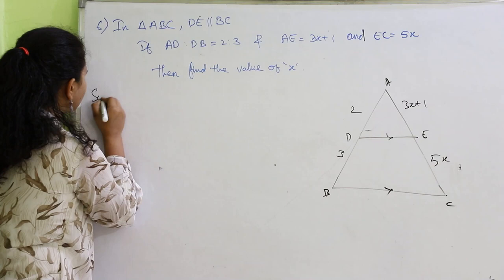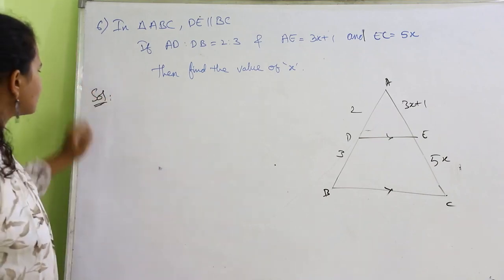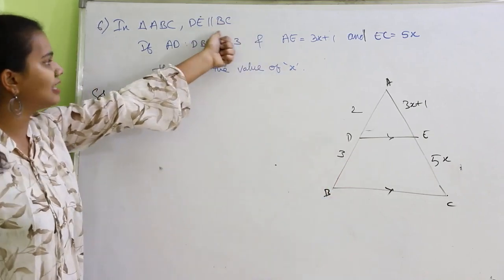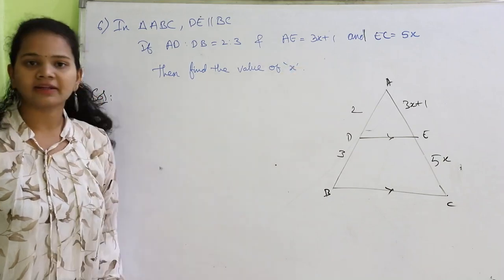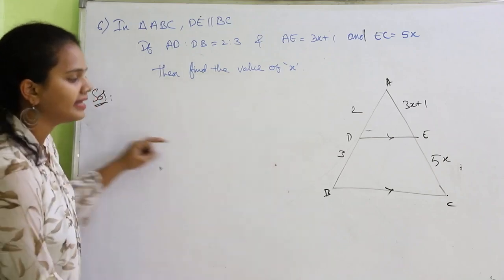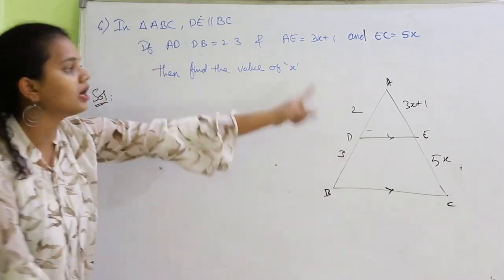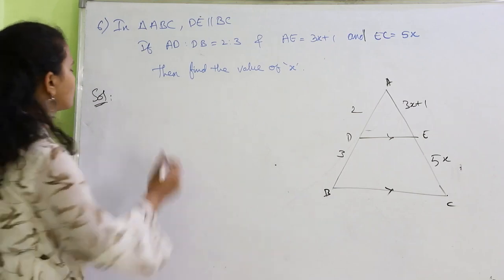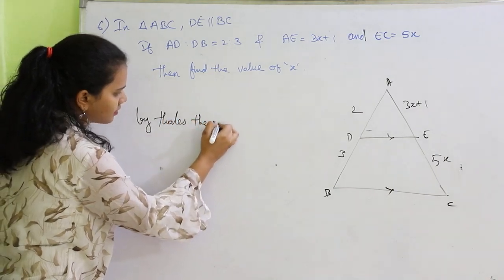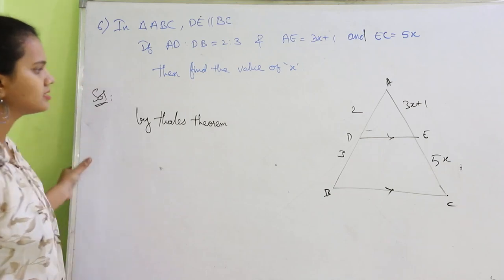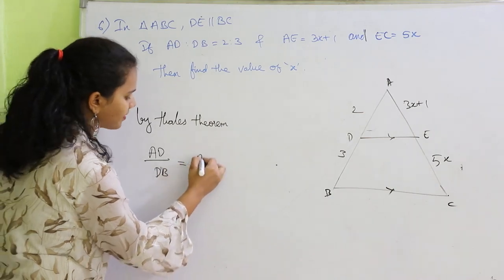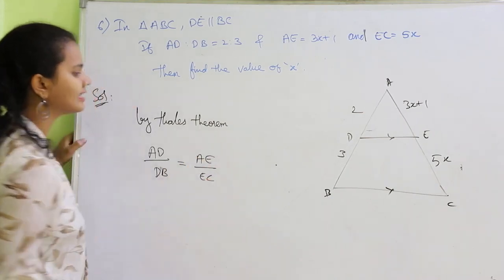Now to solve the given question, they have already given that DE is parallel to BC. Then AB equals AC, right? By using Thales theorem, I can say if both lines are parallel, then automatically the sides will also be proportional, right? So here, by using Thales theorem, I would like to write AD by DB equals AE by EC.